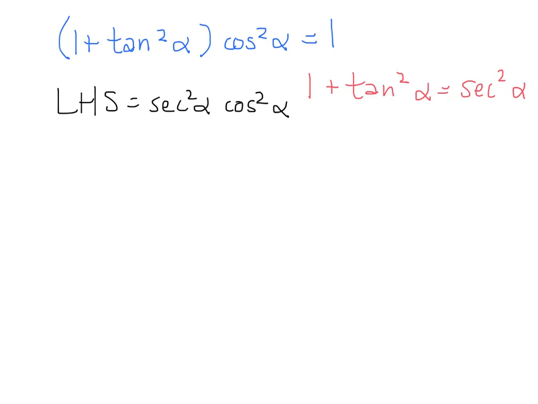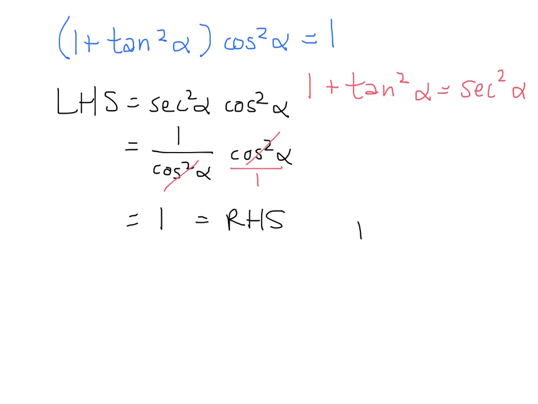Now, we want to try and stick to just sines and cosines, so we can turn that sec squared alpha into 1 over cos squared alpha, because sec is just 1 over cos, times cos squared alpha. But these two cos squared alphas just cancel out. So we're left with 1, which is our right-hand side. Another nice one proved.